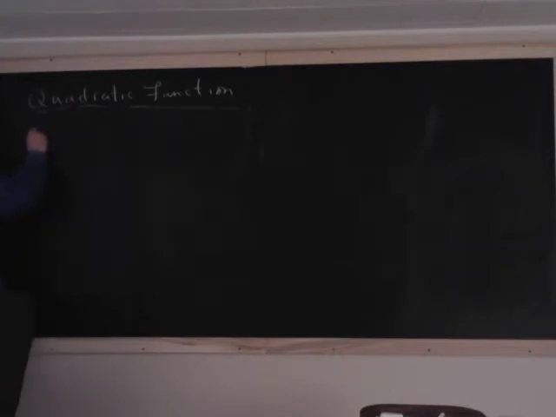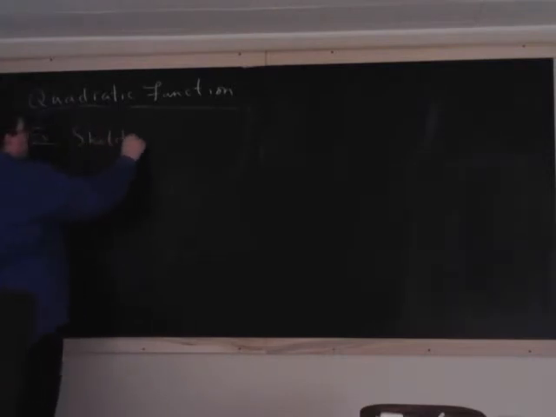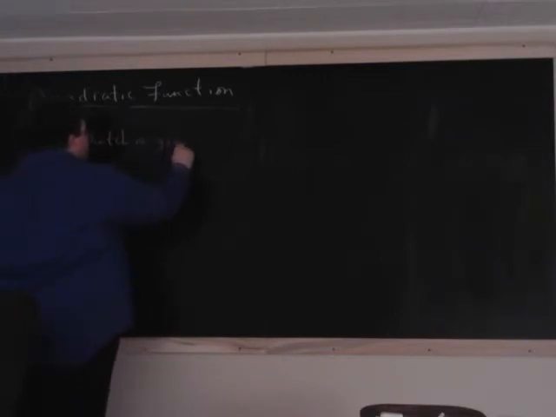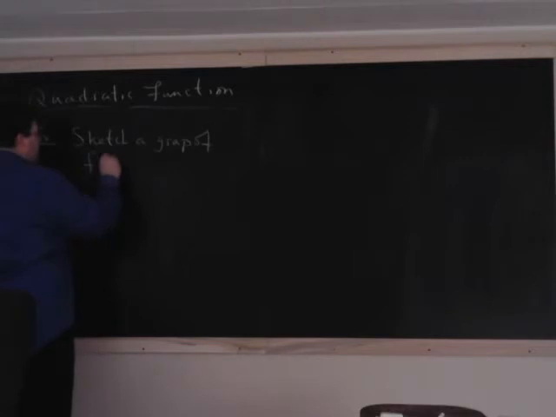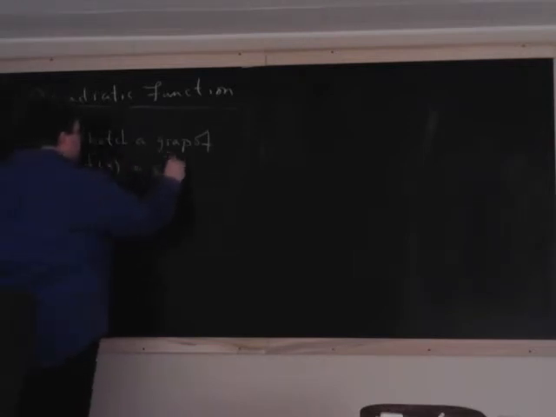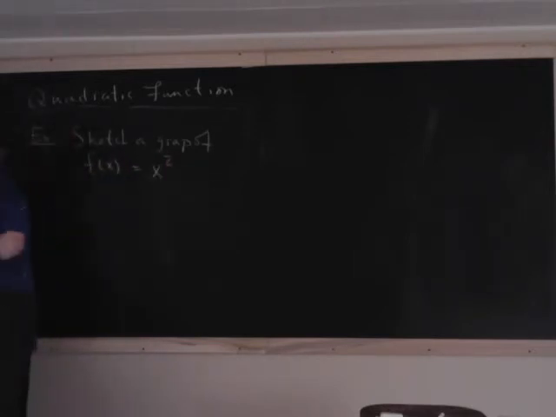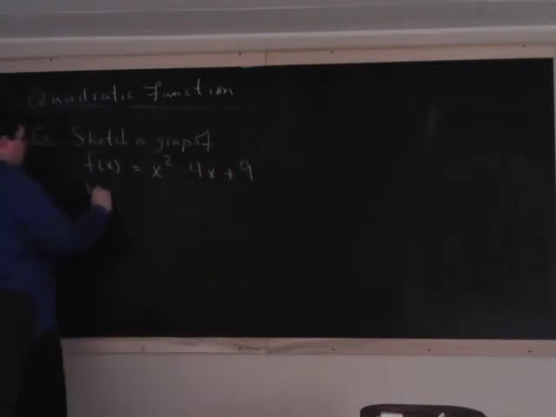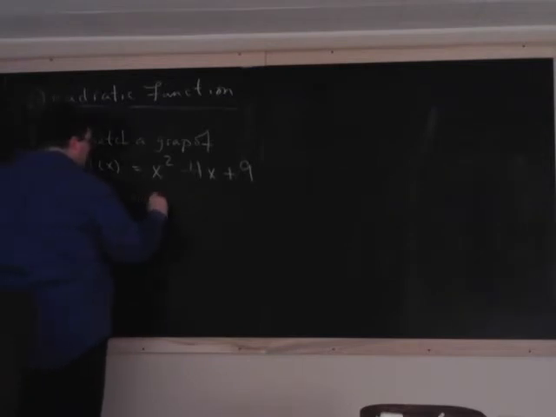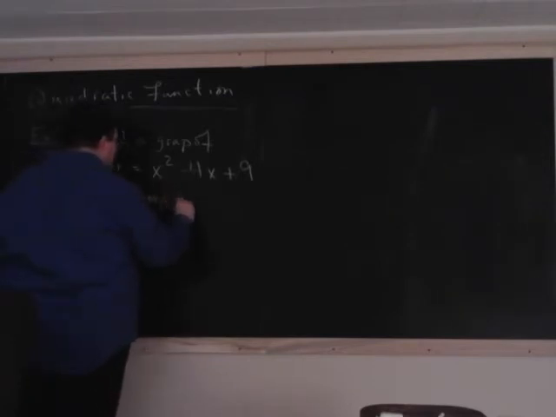So, example: sketch a graph of this function. f of x equals x squared, negative 4x, and positive 9, using completing the square. So by completing the square.